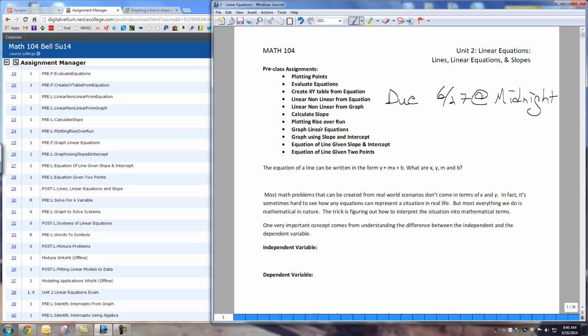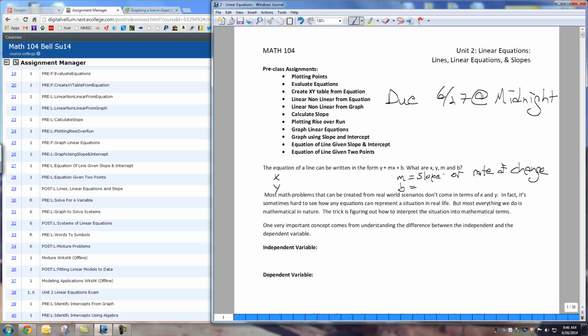The equation of a line can be written in the form y equals mx plus b. What are x, y, m, and b? So let's write them out. So here I'm going to write x, y, and over here I'm going to do m and b. Now m and b have specific names. M is always what we call the slope, or something else you might hear it referred to as is the rate of change.